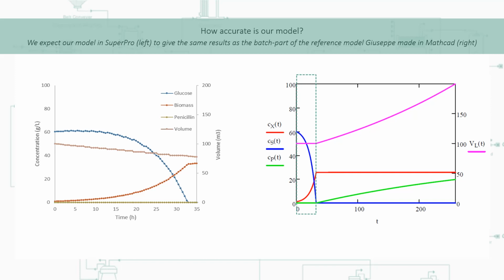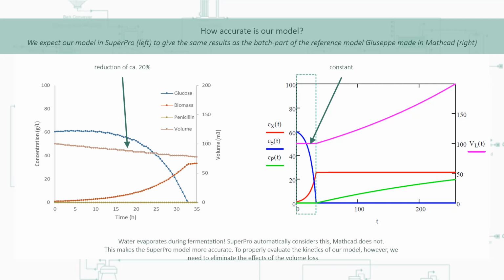The cause for these differences becomes immediately clear when we look at the liquid volume in our reactor. While, according to the MathCAD model, the liquid volume remains constant, our SuperPro model shows a reduction of about 20%. The reason is that the MathCAD model does not take into account that a considerable amount of water evaporates out of the reactor during fermentation. Because our SuperPro model does consider evaporation, it is more accurate to reality, but also a bit more difficult for us to verify right now.